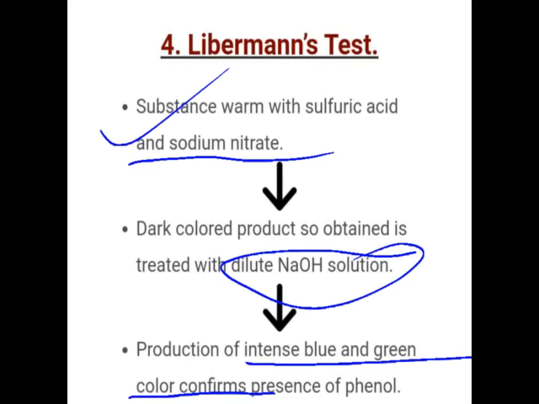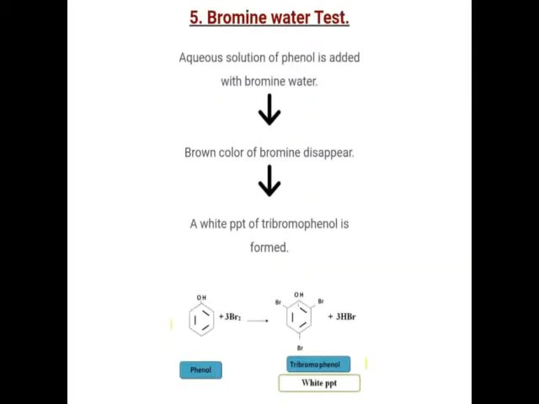So what we have to do in the Lieberman test, we have to take a sample in the test tube. That means we have to take the phenol in the test tube. We have to warm it. Don't boil, only warm it. And after warming, we have to add sulfuric acid and sodium nitrate. After adding, we are getting a dark color product. When we get the dark color product, in that solution we have to add dilute NaOH. And when we add the dilute NaOH, if we get the intense blue or green color, it means there is a presence of phenol. Okay, so that is the fourth test, that is the Lieberman test.